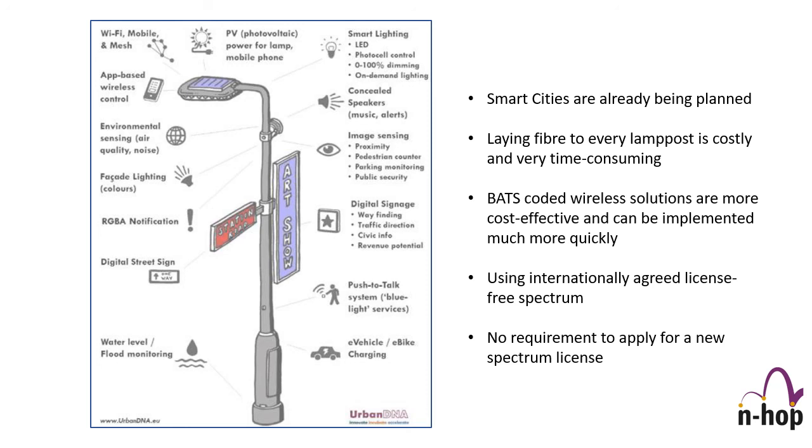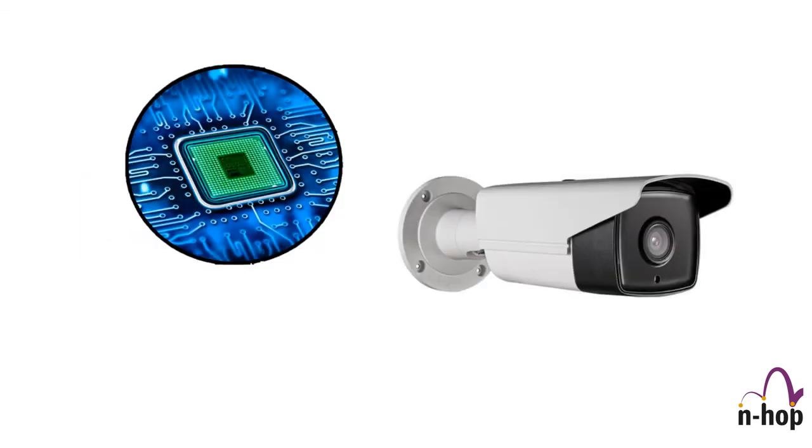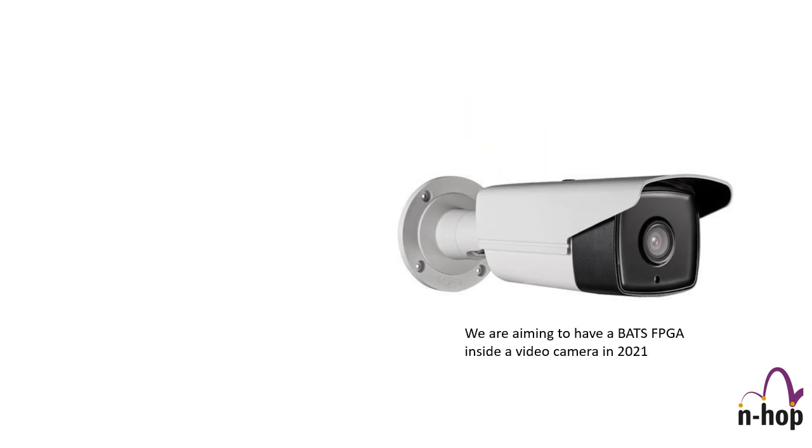In addition to the current BATS box product, development of a custom field programmable gate array chip is planned in 2021. This will allow BATS coding to be embedded inside devices such as video cameras, therefore extending the ease of deployment.